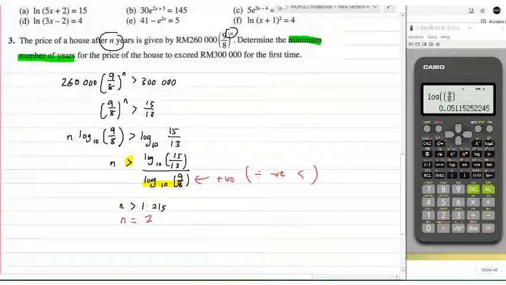If you round off, this is 1.215. We round off to equal 1, right? But here n is already more than 1.2, so it cannot be equal to 1. It would be equal to 1 if the inequality is less than. Here the inequality is more than. So the integer after 1.215, n equals 2 years. Right.